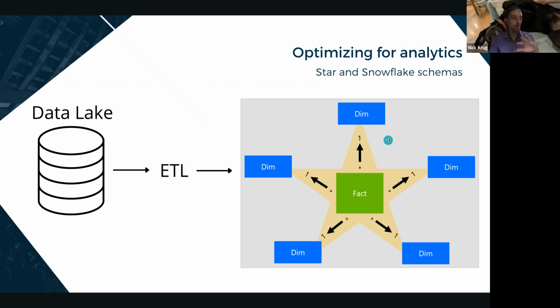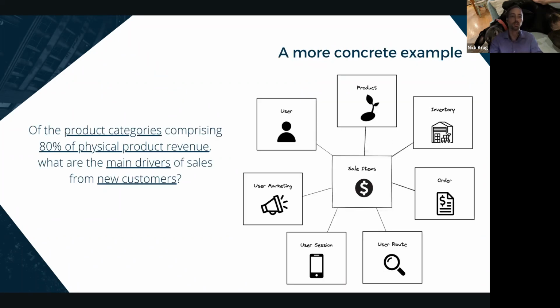So this is obviously super abstract. I'm sure that y'all are feeling a little lost. So let's get into a slightly more concrete example. Let's say I'm an analyst trying to answer the question of the product categories comprising 80% of physical product revenue, so trying to ignore the kind of long tail.